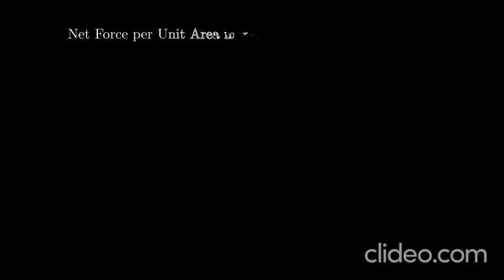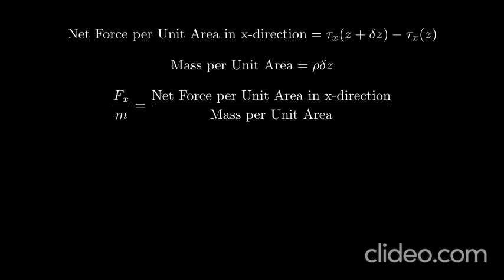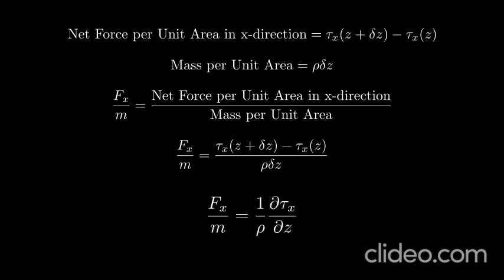To understand how forces act within the ocean, we begin by calculating the net force per unit area in the x direction. This force is derived from the difference in shear stress between the top, z plus delta z, and the bottom, z. Next, we consider the mass per unit area of the fluid slab. This is represented as the product of the fluid density, denoted by ρ, and the slab thickness, delta z. To calculate the acceleration of this fluid slab, we divide the net force per unit area in the x direction by the mass per unit area.